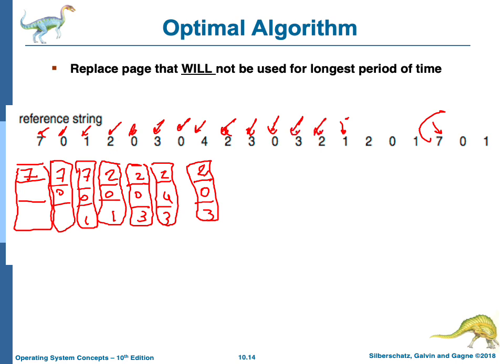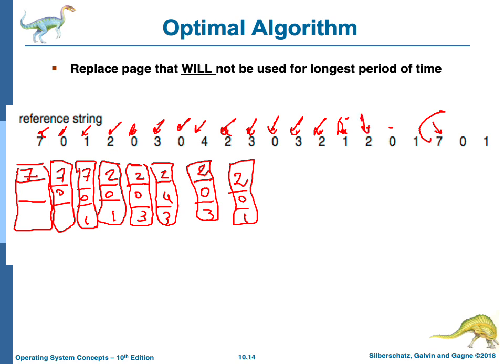Next is page 2, it's in memory. Next is page 1, and we have to choose a victim. And so 2, 0, 3, we have 2 here, 0 here, and 3 won't be referenced anytime soon. So we choose 3 to replace with page 1.